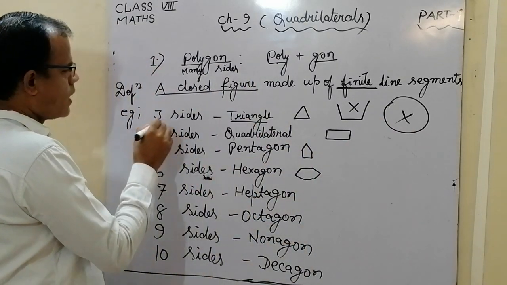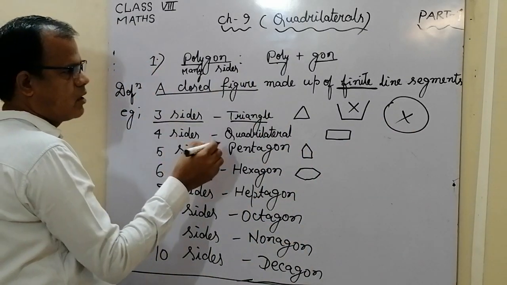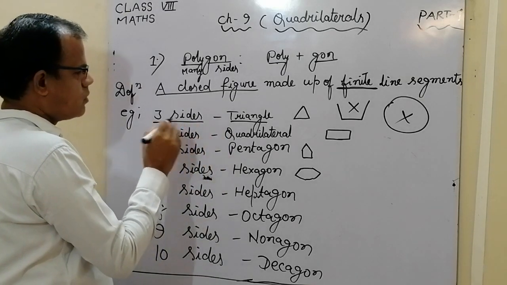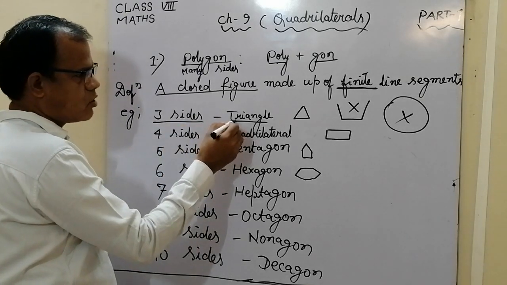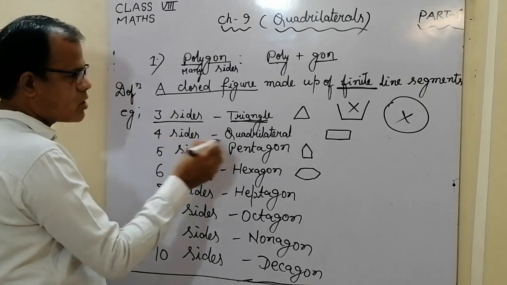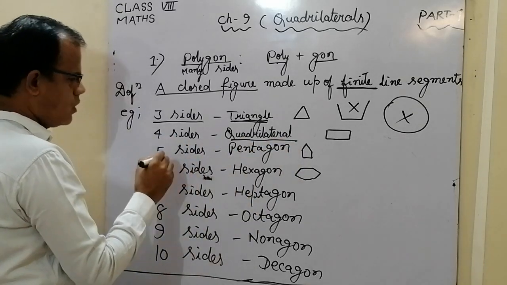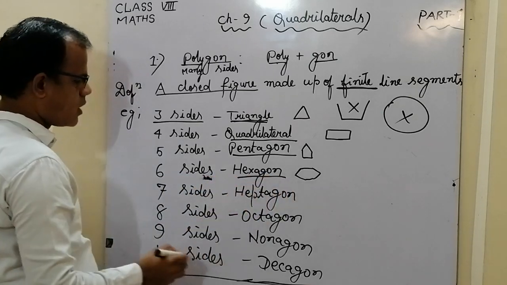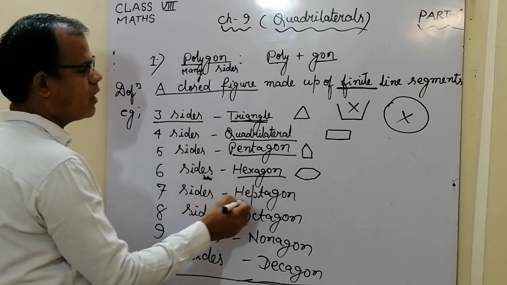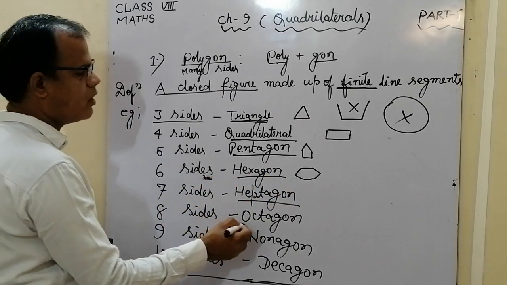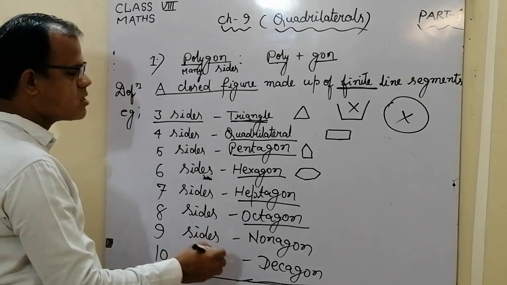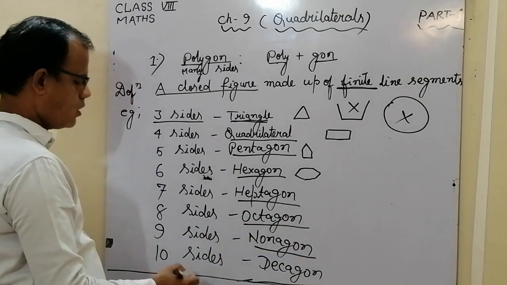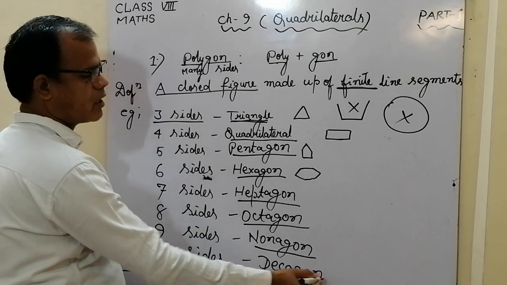Some examples by number of sides. A closed figure having three sides is known as a triangle. Four sides, quadrilateral. Five sides, pentagon. Six sides, hexagon. Seven sides, heptagon. Eight sides, octagon. Nine sides, nonagon, and 10 sides, decagon.